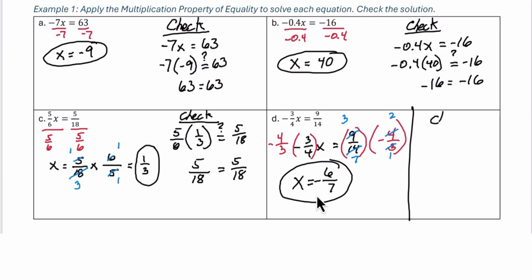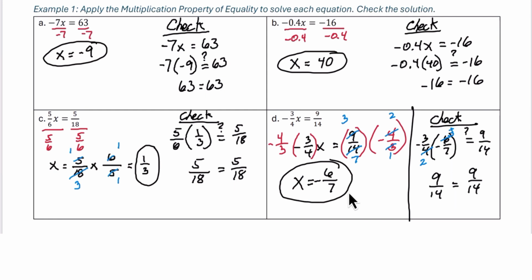We can still check. -3/4. Let's replace x with -6/7. And we're asking, is that 9/14? The 4 and the 6 have a 2 in common. We can reduce that right away. And 3 times 3 is 9. 2 times 7 is 14. Negative times a negative is positive. We get a true statement, which means -6/7 is correct.